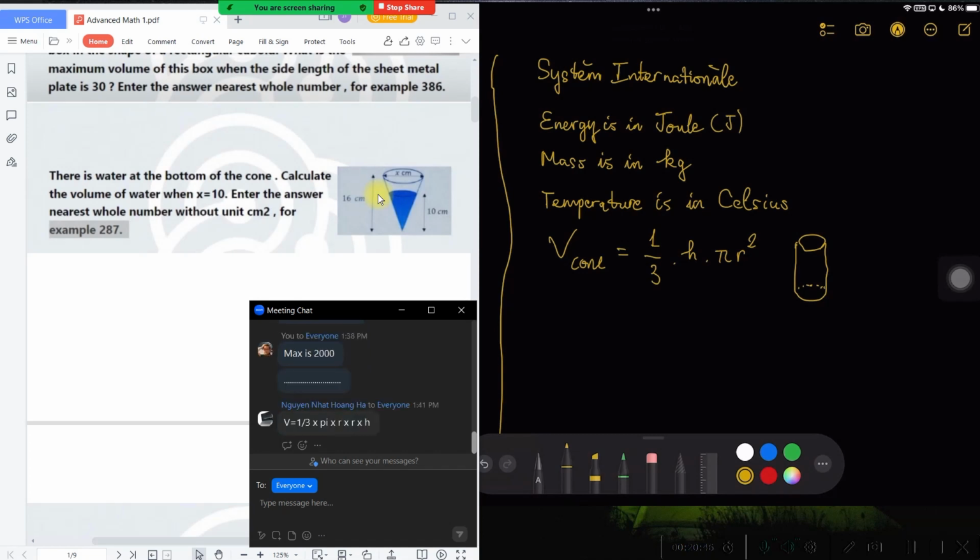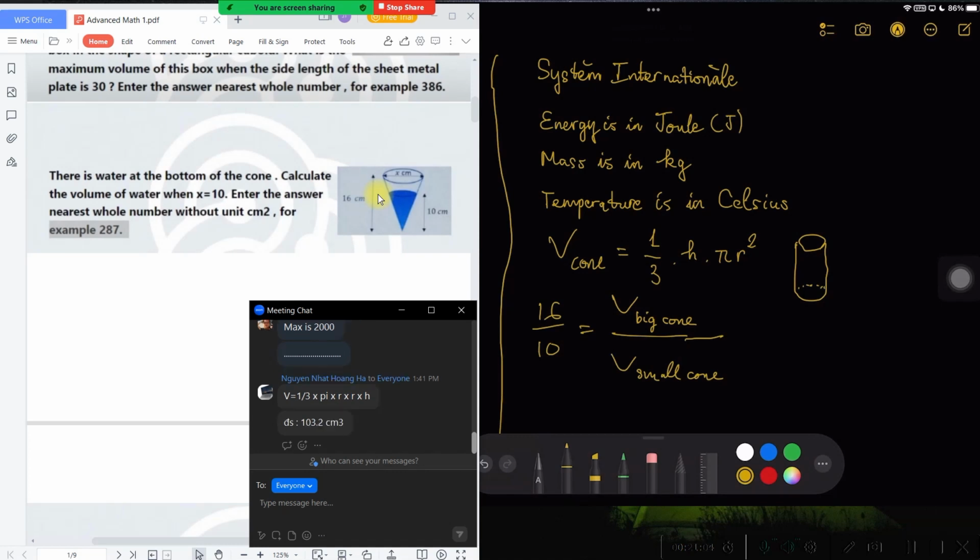So basically, volume of the bigger cone divided by volume of the smaller cone. So 16 divided by 10 should be volume of big cone divided by volume of small cone, right? Isn't it? Mọi người đồng tình không? Hình như cái công thức này, thầy ơi, con nghĩ là cái phần 16/10 nó phải mũ 3 lên nữa.